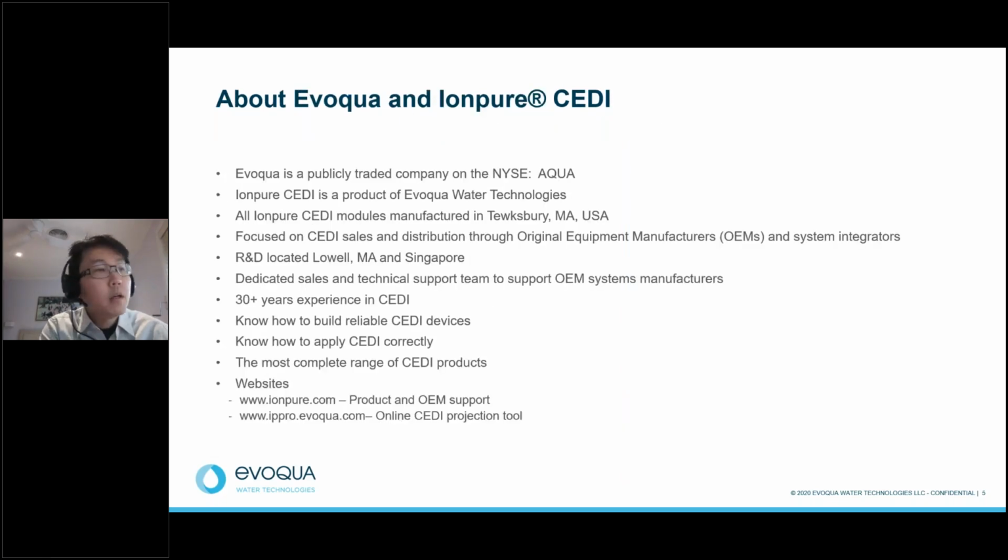About us: Evoqua is a publicly traded company on the New York Stock Exchange. For us, IMPO is a product under Evoqua Water Technologies. All of these products are manufactured in Tewksbury, in the USA. We are very focused on CDI sales and distribution through the OEMs. We also have a research team in Lowell, close by to Tewksbury, and also in Singapore. In all, we have more than 30 years of experience in CDI modules, and we teach people how to design them correctly, and after that, how to do troubleshooting and maintenance.